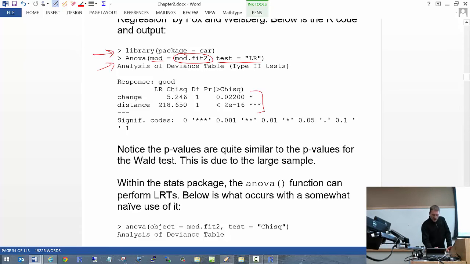This test here is testing exactly the same thing that we saw in the previous table. So for example, this p-value here for change says it's comparing the model that just has distance in it to the model that has distance and change in it. So exact same hypotheses. I want to emphasize that because we're going to look at something shortly that's not the exact same hypothesis. And we can see here that both p-values are very similar to what we had with the Wald test. So same kind of conclusion.